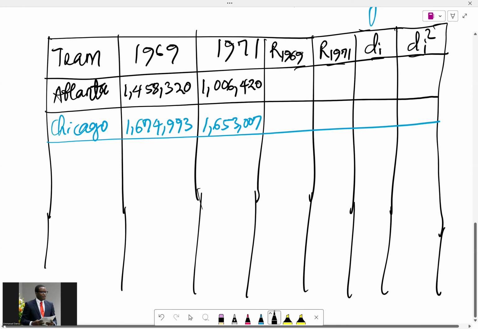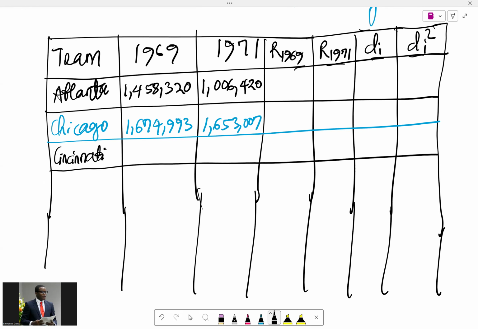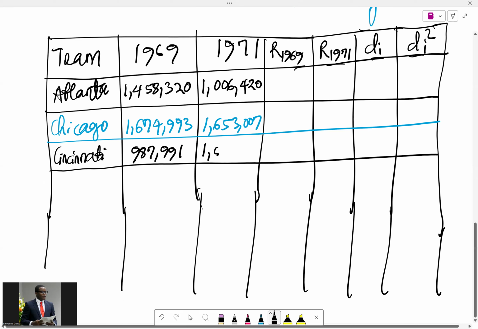Then the next one is Cincinnati. The attendance in 1969 was 987,991. And in 1971, it grew to 1,501,122. And then we go for the next one, that is Houston.